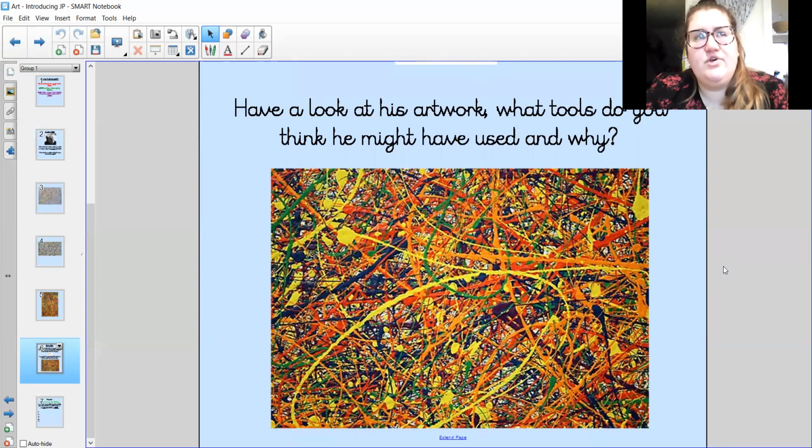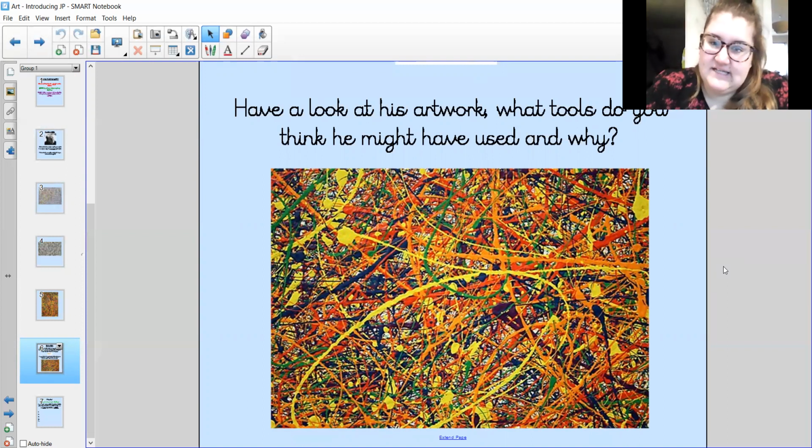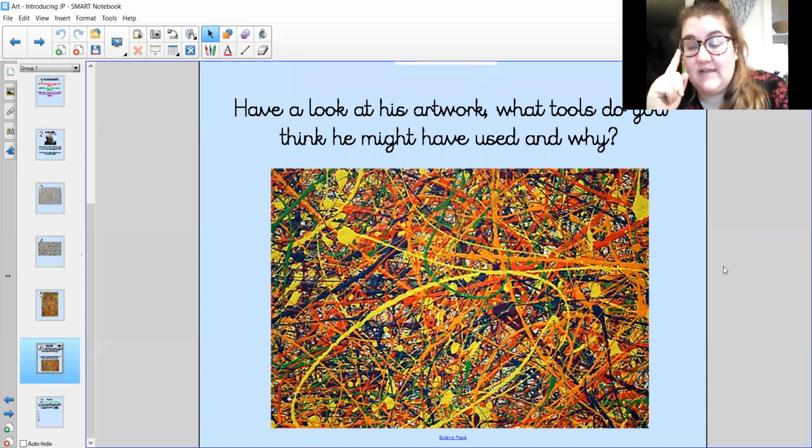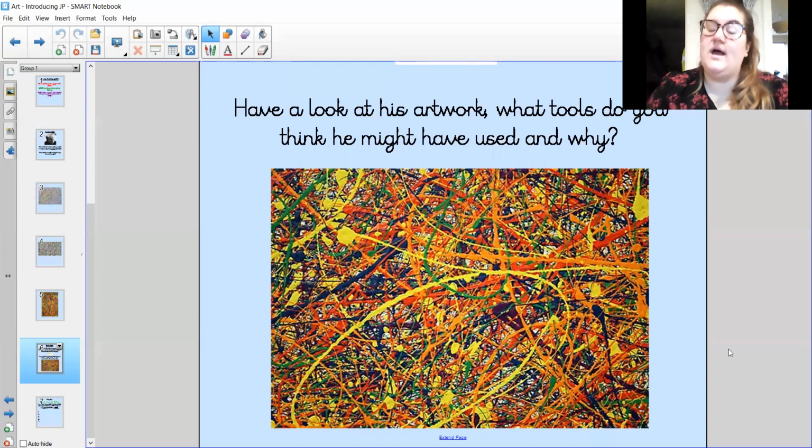I think he might have used a big stick, and I think he dipped the stick in the paint and then did lots of flicking and lots of twirling around with it. I think that because this is where I'm using my Explain It glasses and I'm explaining why. I can see lots of fine lines where it looks like the paint has been thrown. And these splodges look like that's where the paint has hit the canvas and then sprayed out from there. So that's why I think that.